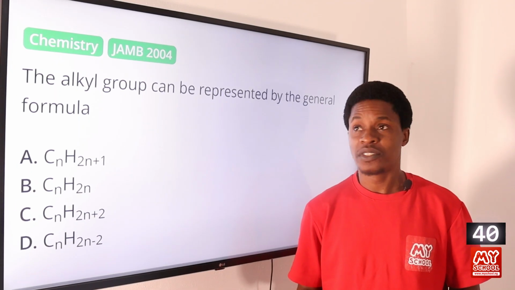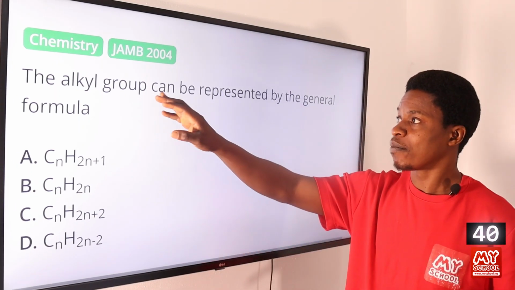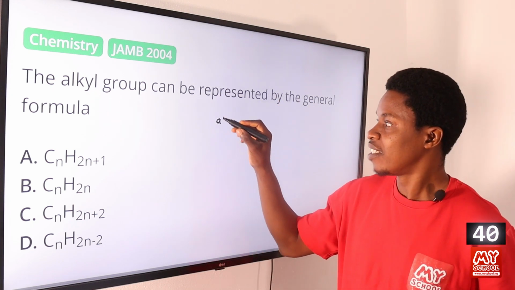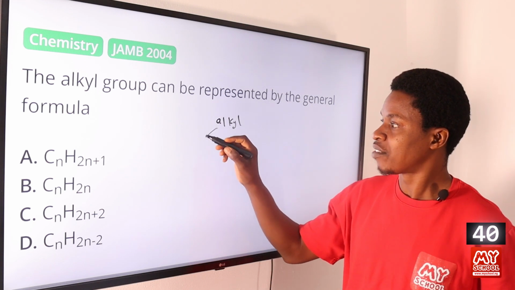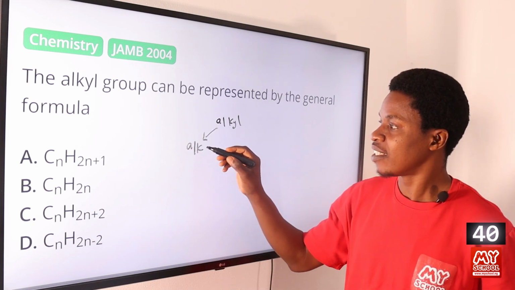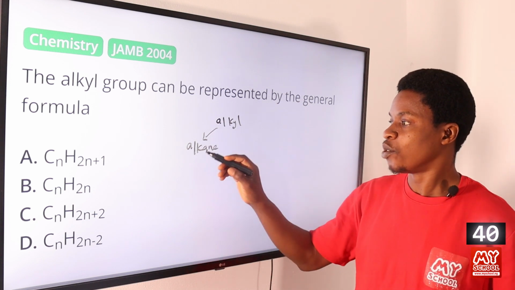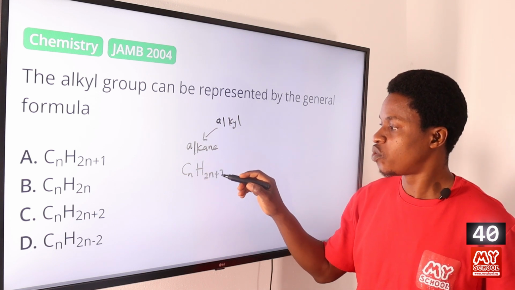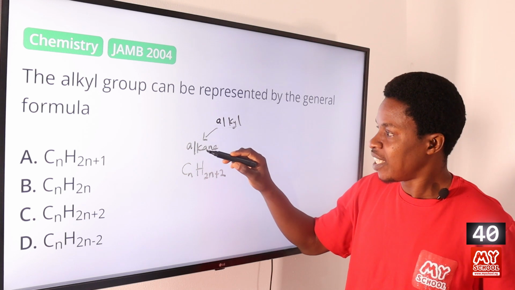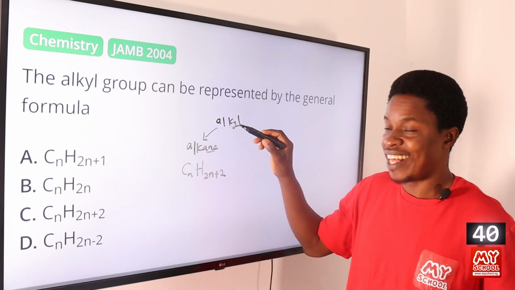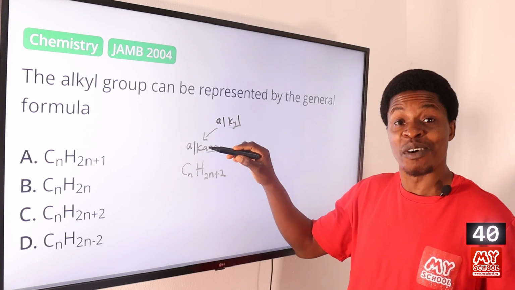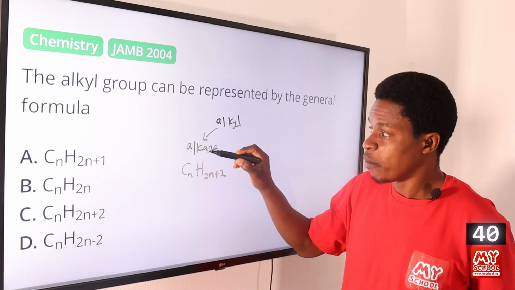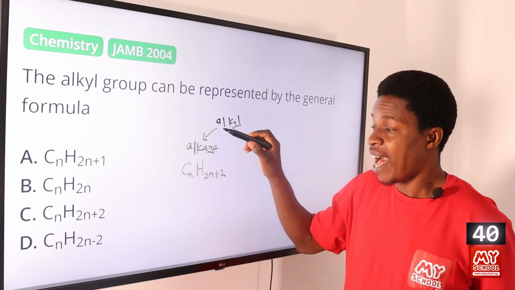Let's move on to question number 40. The alkyl group can be represented by the general formula... alkyl. If you look at alkyl, it's actually gotten from alkane. And you know alkane has the general formula CnH2n+2. For the alkyl, the -ane is removed and then we have -yl to replace that. So something must be removed from this. What is removed? Hydrogen. One hydrogen will be removed from the alkane family to form alkyl.